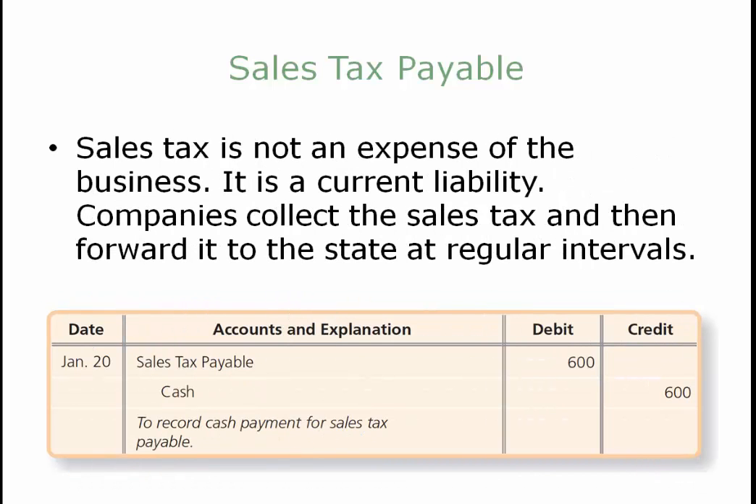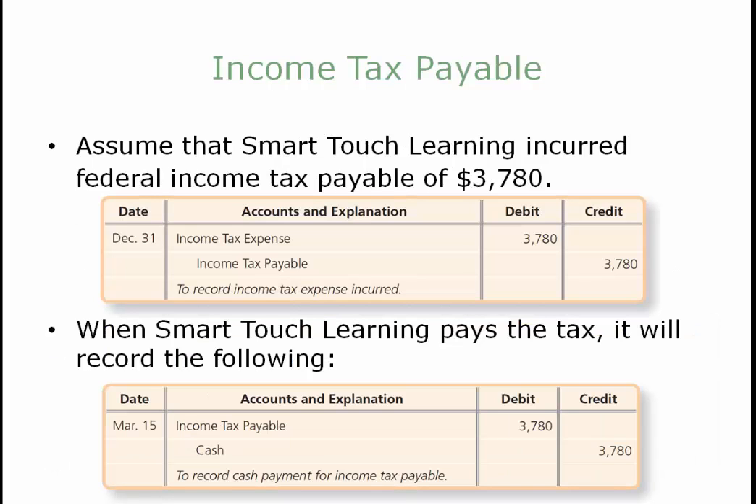Now, when they finally do remit their money to the state, it's going to be a debit to sales tax payable and a credit to cash. Remember, a company, when they collect sales tax, is really a collection agency for the state. And you notice that it says that they send this money to the state government. Well, for sales tax purposes, the federal government has nothing to do with sales tax whatsoever. It's only at the state level, and the state establishes those rates.